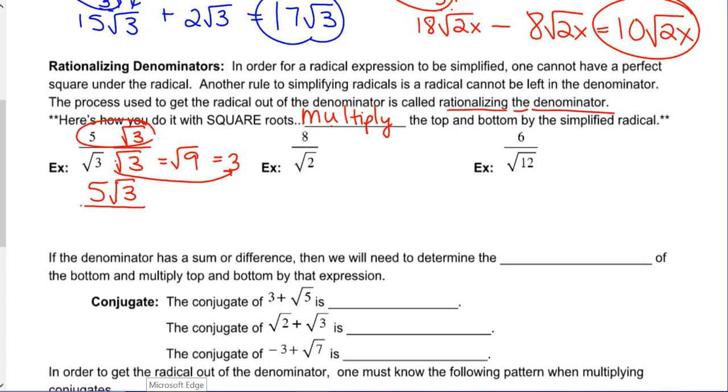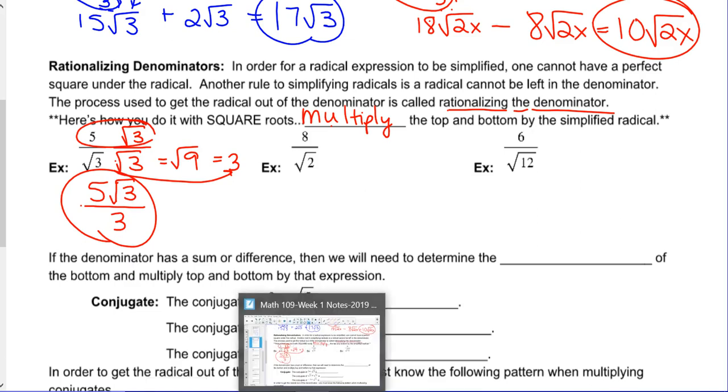Root 5 times root 5 is 5. Root 11 times root 11 is 11, okay, with no radical whatsoever. Therefore, my final answer for this problem is 5 root 3 over 3. Again, make sure you check to make sure you can't cancel these out front. Now, you cannot cancel these because this one has a radical and this one does not. Okay?